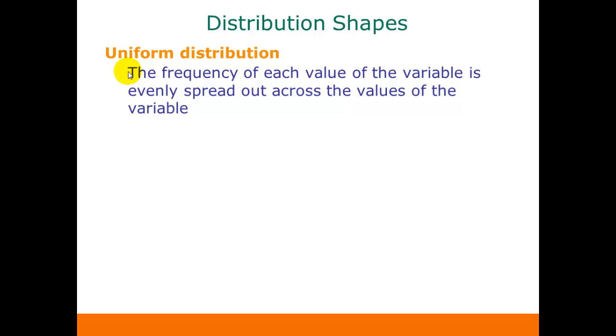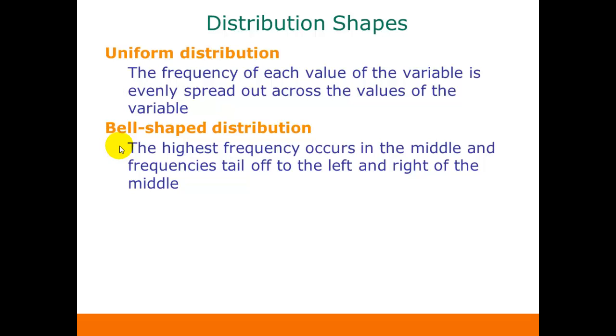If we have a bell-shaped distribution, that means that the highest frequency occurs in the middle of the graph and the frequencies tail off to the left and to the right. And for a bell-shaped distribution, we want it to be approximately symmetric. So if we look at the very middle, where the highest frequency is, we want to have a mirror image on each side of that.